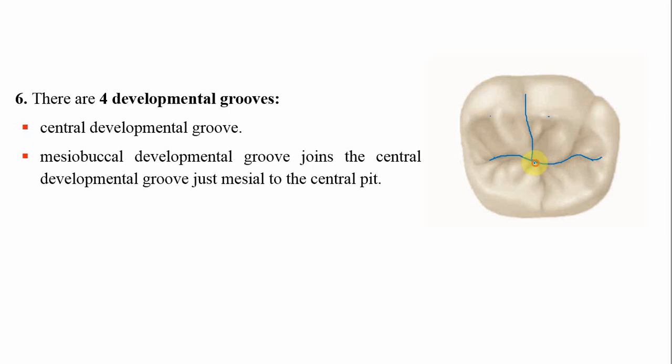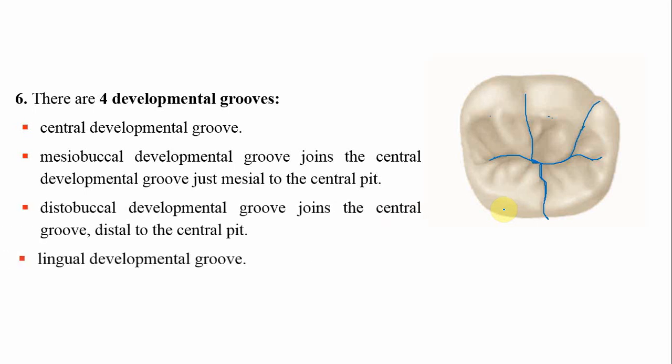Distal to the central pit, this is the central pit, the distobuccal groove joins the central groove and runs in a distobuccal direction, passing between the distobuccal and distal cusps. This is the distobuccal and this is the distal, ending in the distal surface of the buccal aspect. Also from the central pit, the lingual developmental groove runs in a lingual direction, passing between the 2 lingual cusps, the mesiolingual and the distal lingual, ending a short distance at the lingual surface of the crown. So there are 4 developmental grooves: the central groove, which has a zigzag or irregular form, the mesiobuccal, the distobuccal, and the lingual.